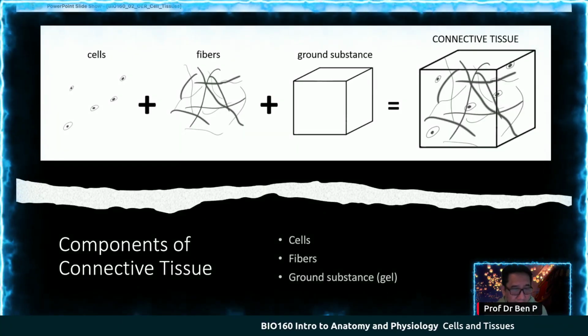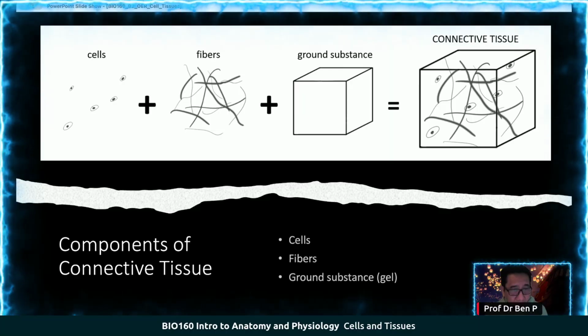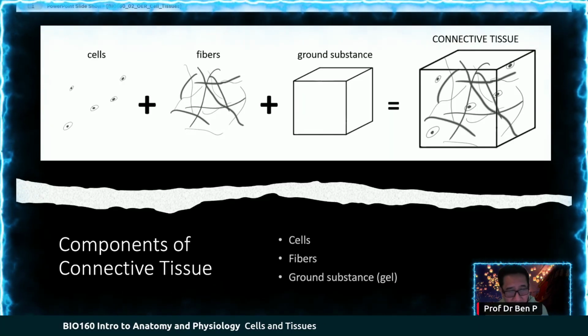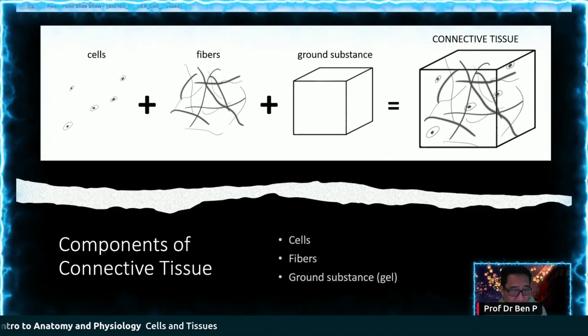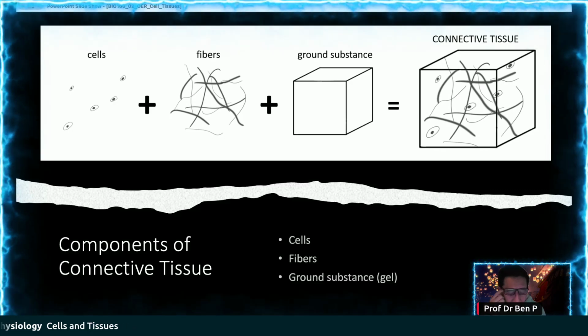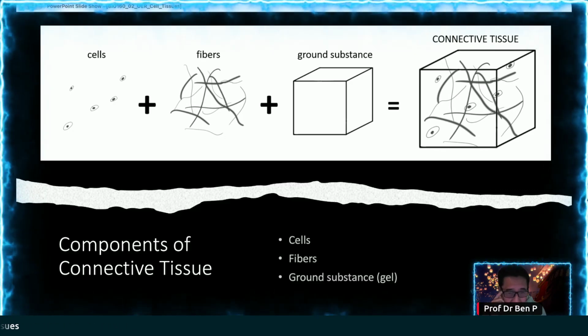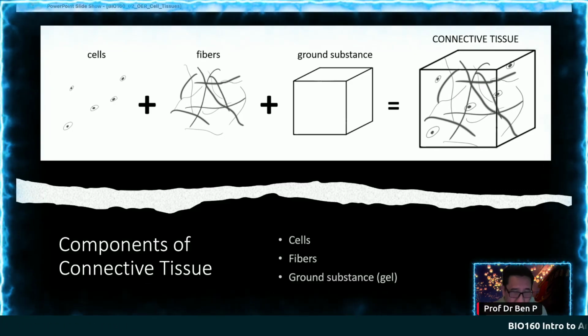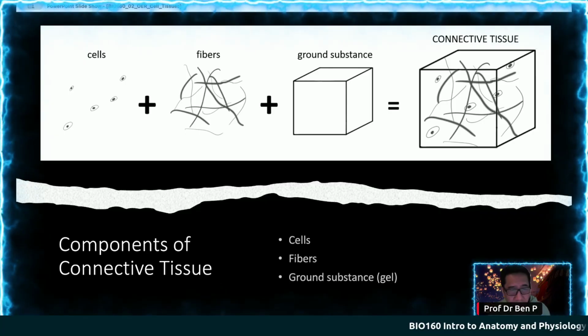Components of your connective tissue: your connective tissue needs to have these three components. You need to have a cell, you need to have a fiber, and you need to have a ground substance to make a connective tissue. Cell, fiber, and ground substance.